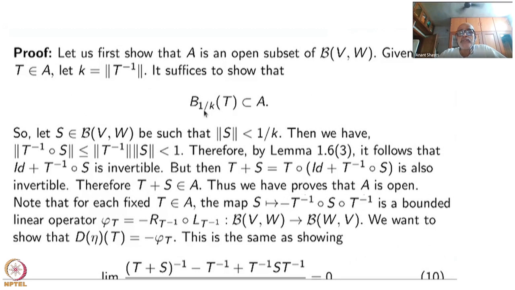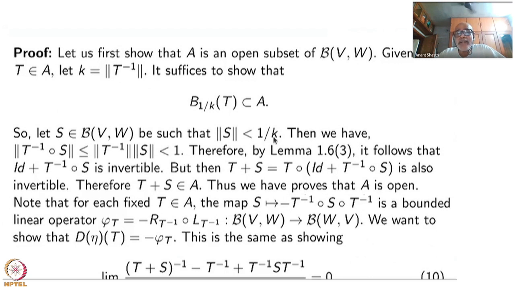Okay, where is this ball taking place? Inside B(V, W), right? A is a subset of B(V, W). Take S such that the norm of S is less than 1/k. Then we know that the norm of T inverse composite S is less than or equal to the norm of T inverse times the norm of S, which is less than 1.